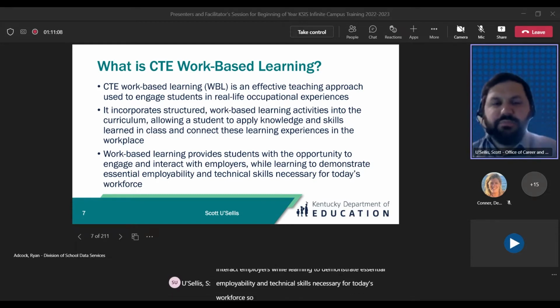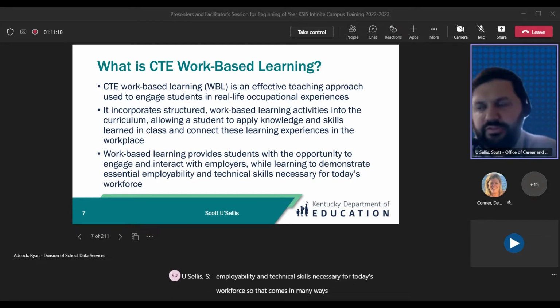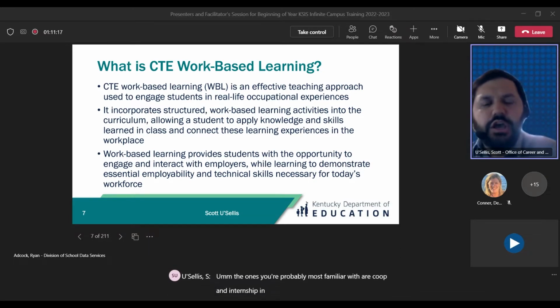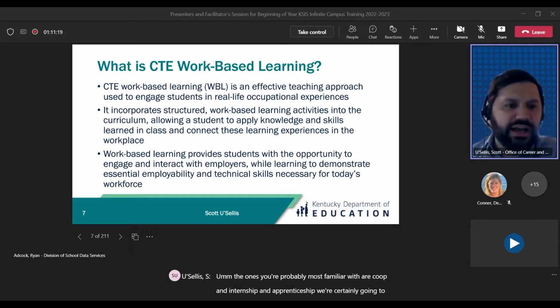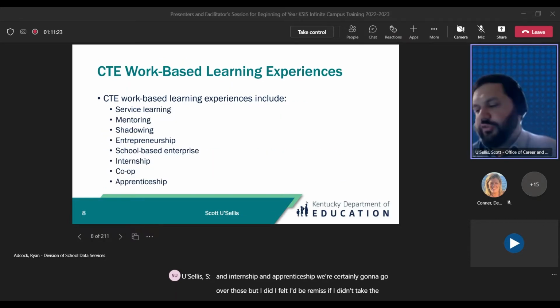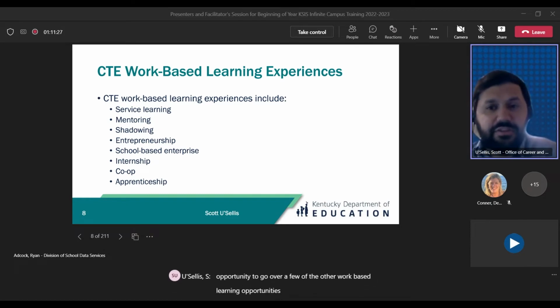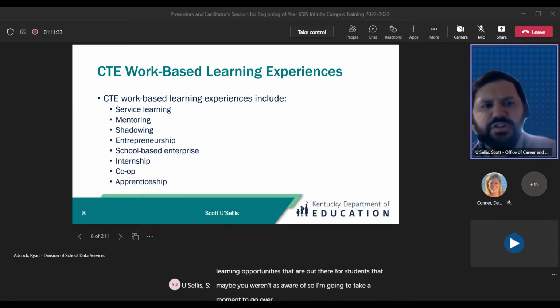That comes in many ways, shapes, and forms. The ones you're probably most familiar with are co-op, internship, and apprenticeship. We're certainly going to go over those, but I felt I'd be remiss if I didn't take the opportunity to go over a few of the other work-based learning opportunities that are out there for students that maybe you weren't as aware of. So I'm going to take a moment to go over those real quickly.